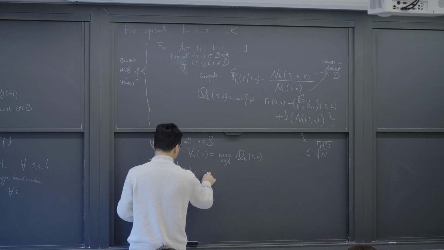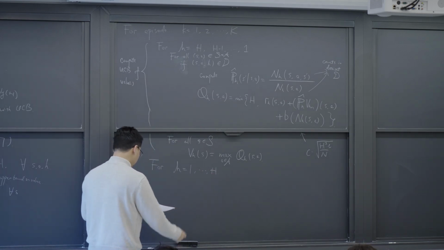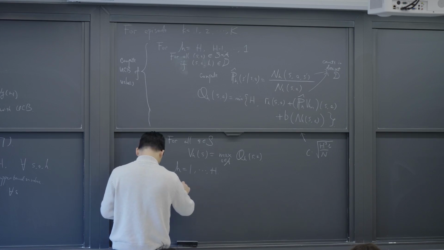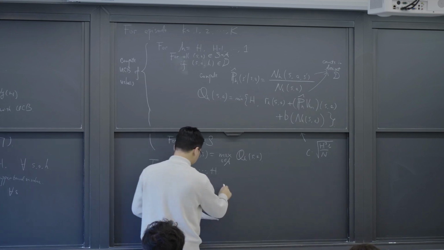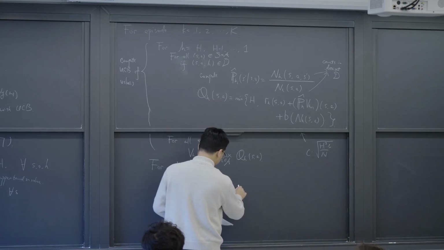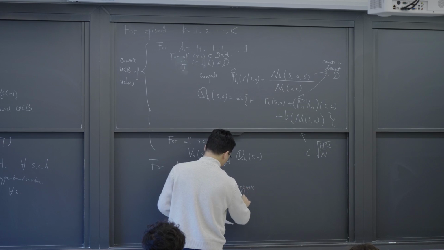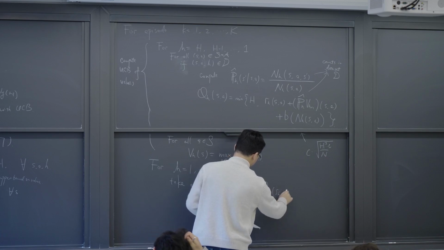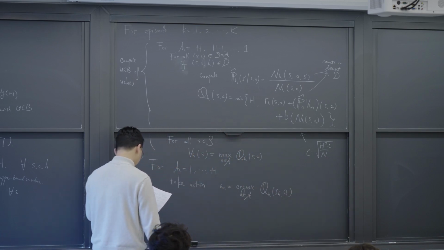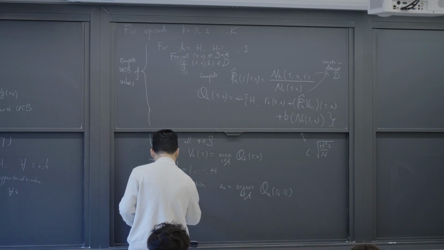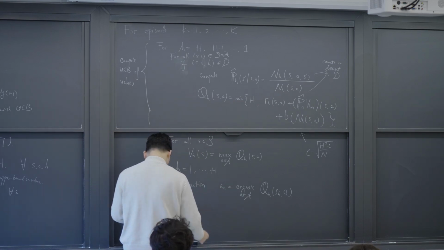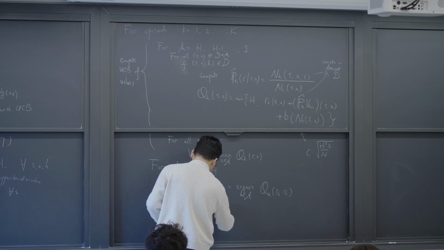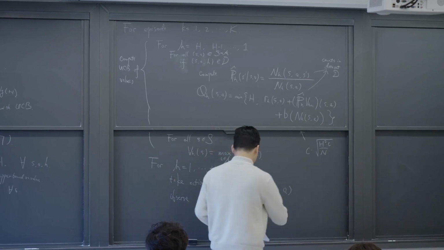So for h from 1 to H, we will take the action a_h equal to argmax over a in A of Q_h(s_h,a). Okay. And we will observe the next state s_{h+1} and the reward r_h.